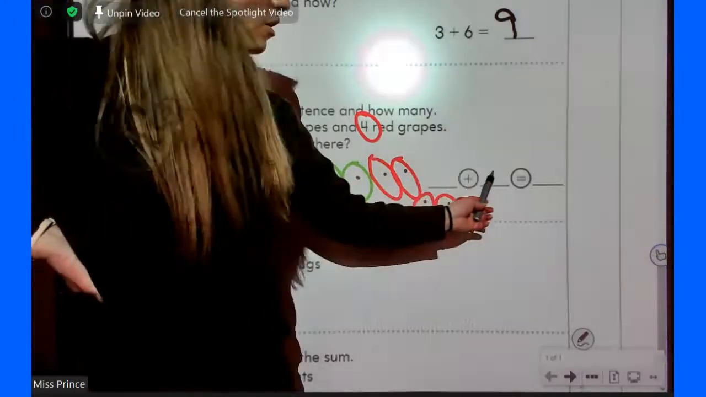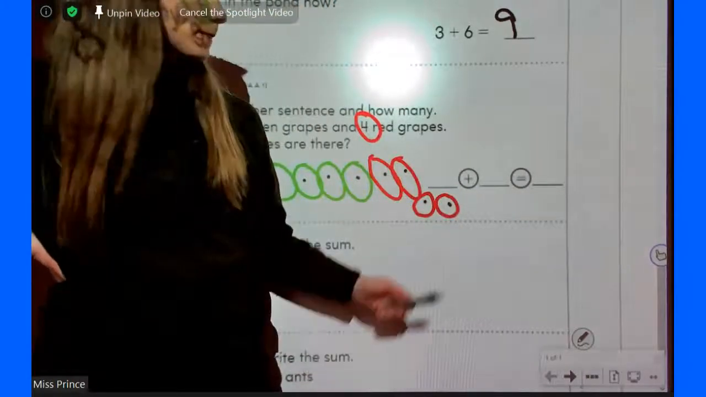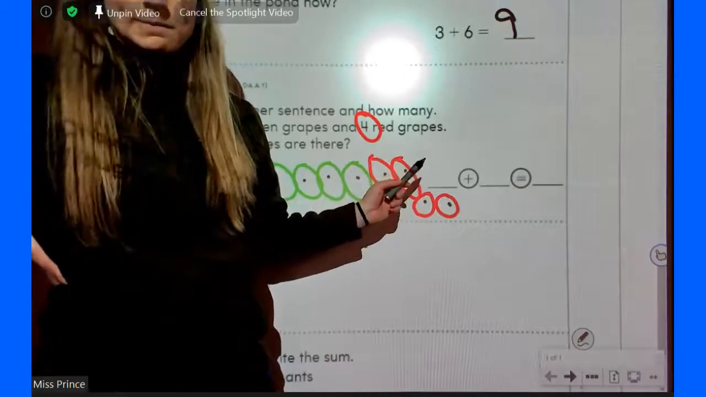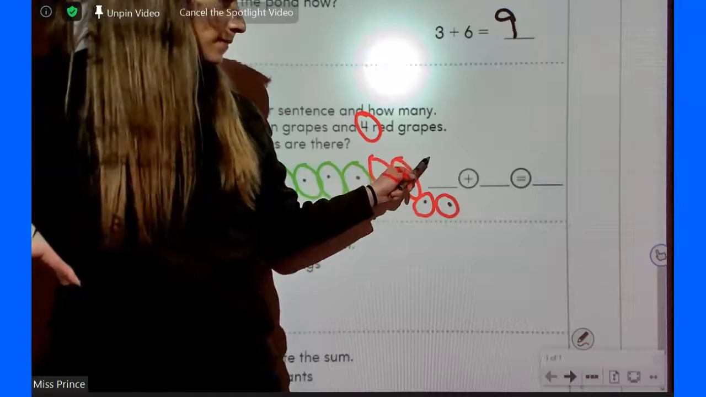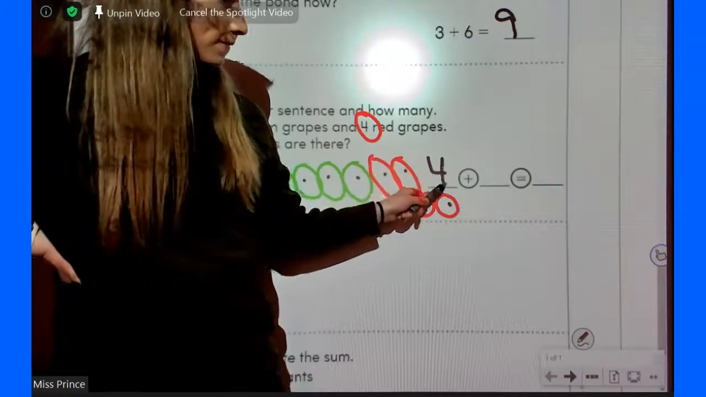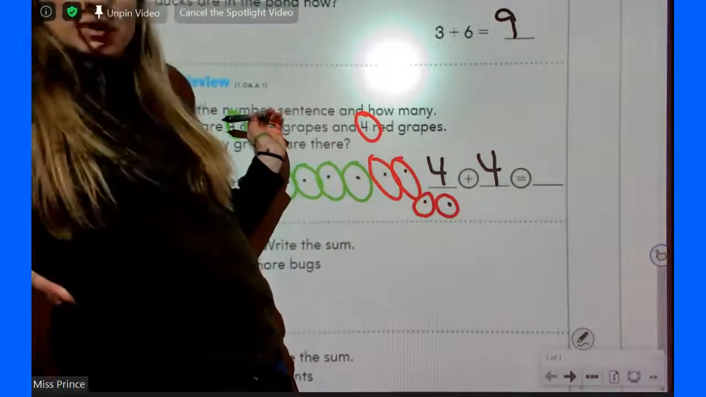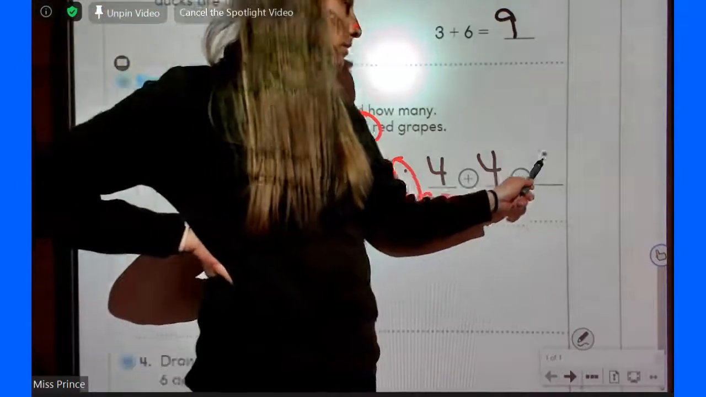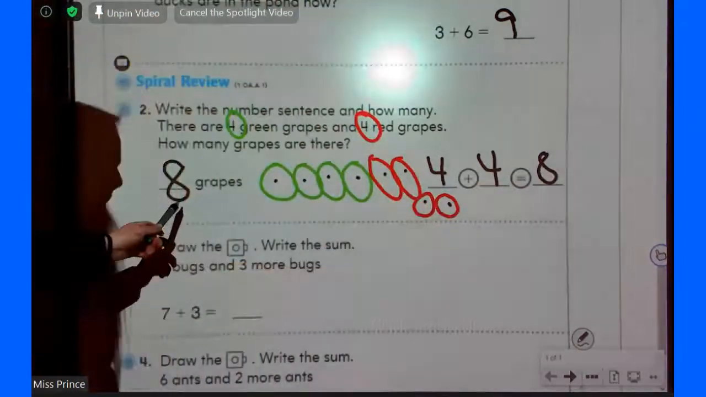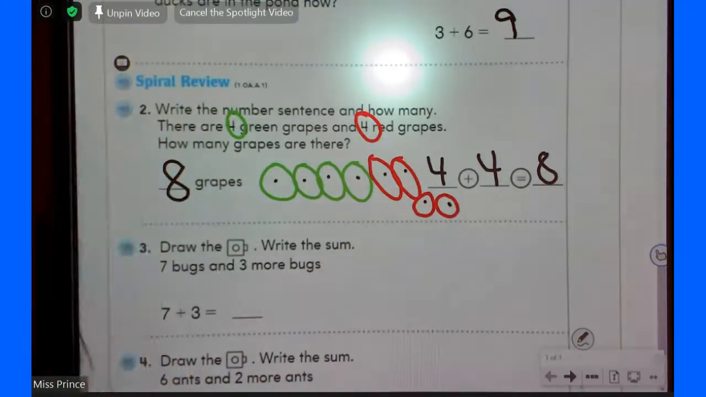Nicholas, can you tell me the whole equation here? Nice job. 4, that's from the green ones, plus 4, that's from the red ones, equals 8. And that is our total altogether. All right, give you a couple of seconds to make sure you have this in your book.